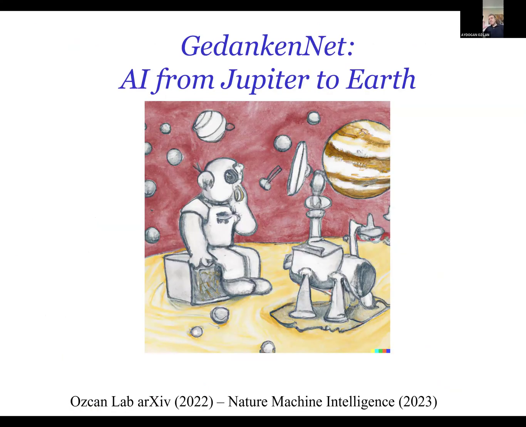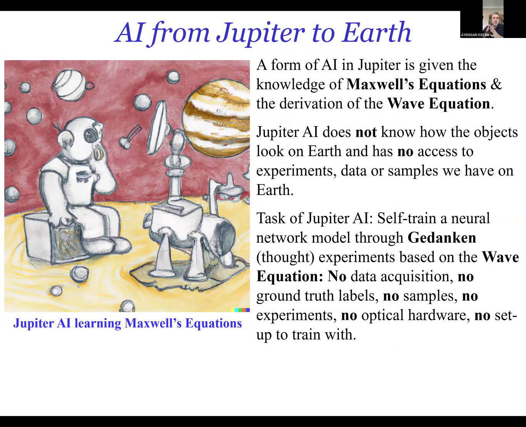Gedanken in German means thought. It's inspired by Einstein's Gedanken experiments, thought experiments. And here, I'm going to tell you the story of GedankenNet, which is a form of AI that lives in Jupiter. So GedankenNet is a form of AI that doesn't know anything about humans. It doesn't know if there's Earth or not. It doesn't know anything about microscopy, holography, quantitative phase imaging, or it doesn't have any experimental setup or samples to image. It's completely living in a different world.